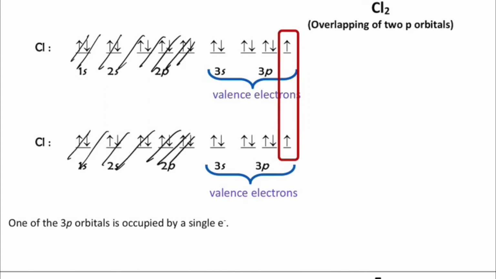Kenapa dia overlap antara 2p orbital? Sebab kalau kita tengok, the 3s is fully filled. 3p ada yang pasangan, and this one is unpaired or single. Okay, so ini pun sama. Ada pair, this one single. So, dia akan overlap antara single and single electron so that they can form a bond. Sebab sharing of electron kan. So, Cl ni share 1 electron, this Cl share 1 electron to form a bond.